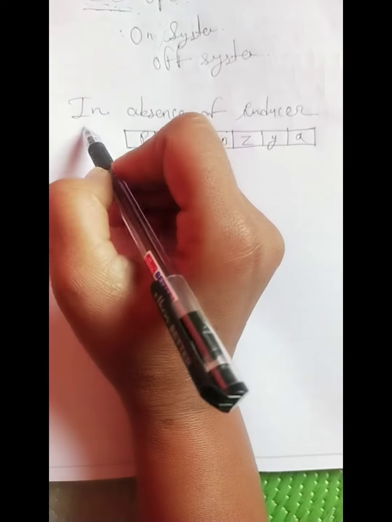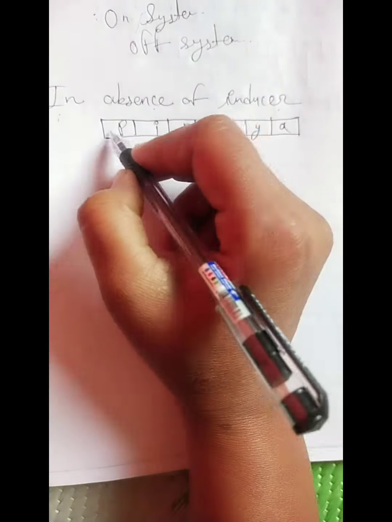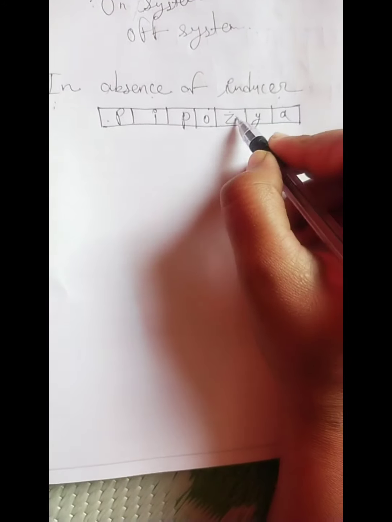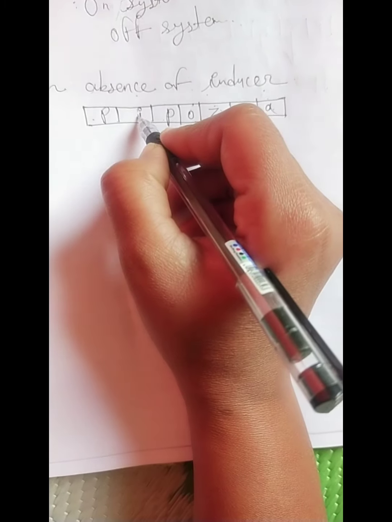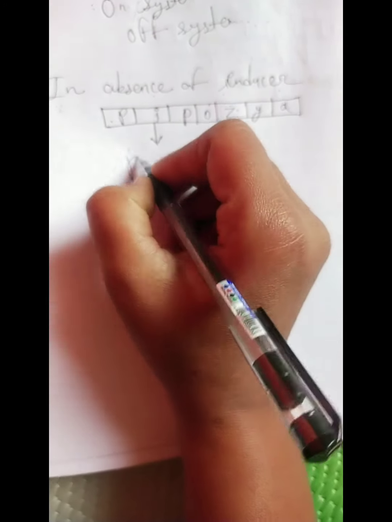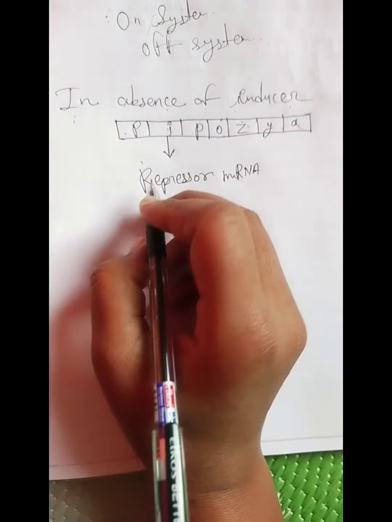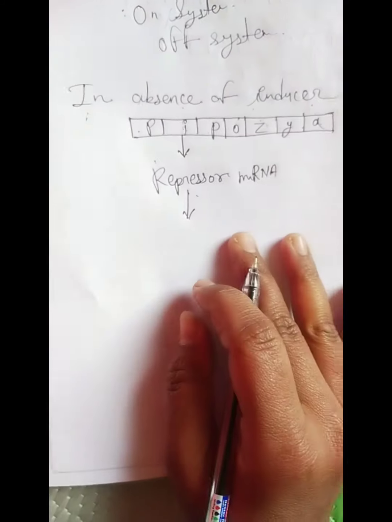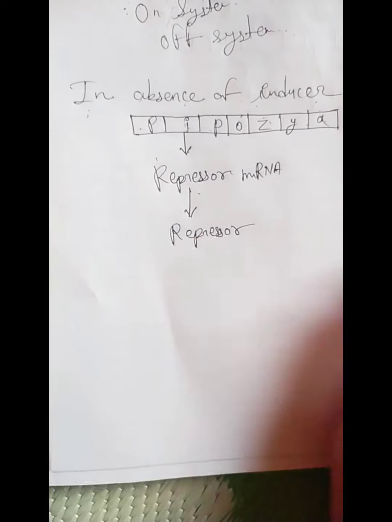So we will see the first case where the inducer is absent, means lactose is absent. Here are the genes. Z, Y and A are called structural genes. O is called the operator, P is called the promoter here, and I is called the regulatory gene. So what will happen here? Here transcription occurs and repressor mRNA forms. Further, there will be the process of translation and repressor formation occurs.